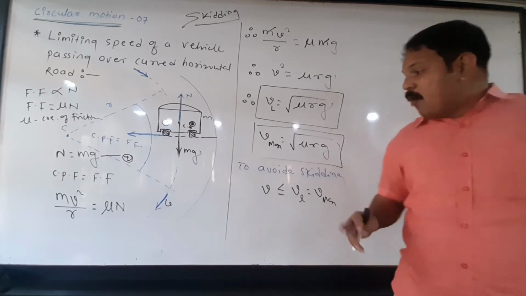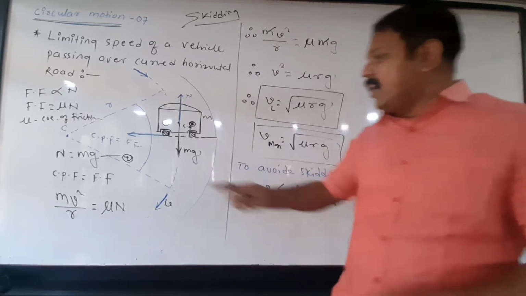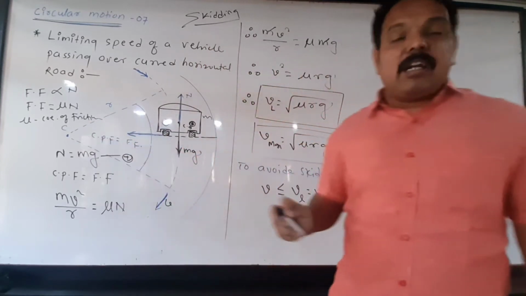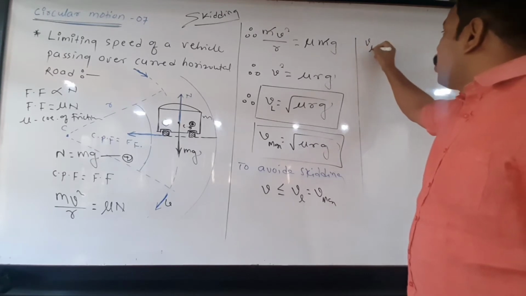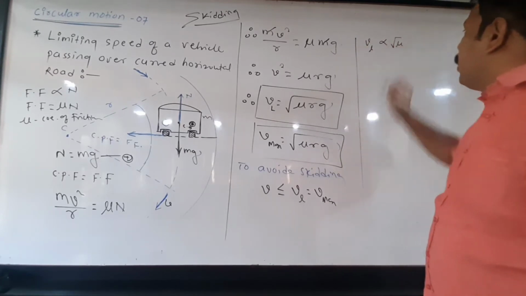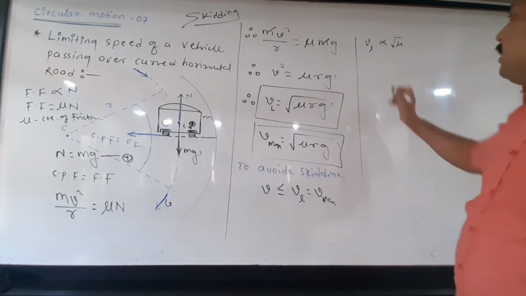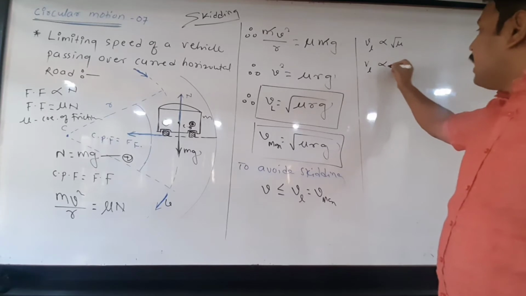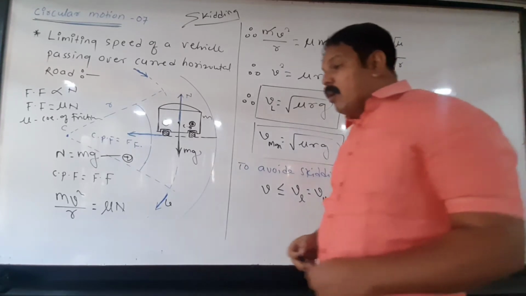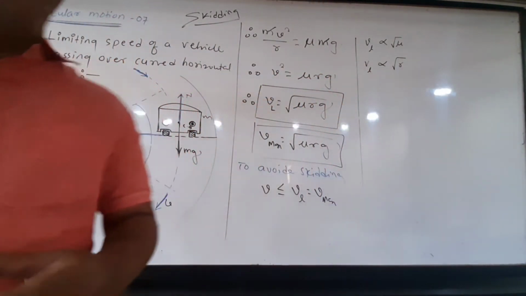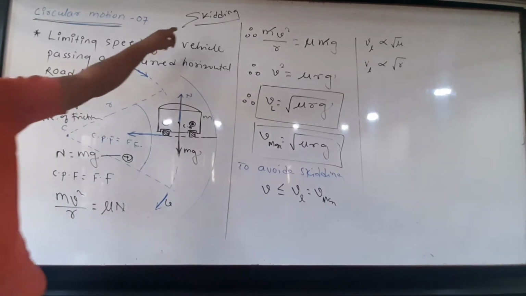Now it also depends upon r. R is the radius of curvature, and g is the acceleration due to gravity. So what does it show? It shows that Vmax or VL is directly proportional to under root mu. If mu is more, we can drive with more speed. And VL is also directly proportional to under root r. If the radius of curvature is more, then the speed is also more. Have you got it? So this is about the limiting speed of a vehicle to avoid skidding.